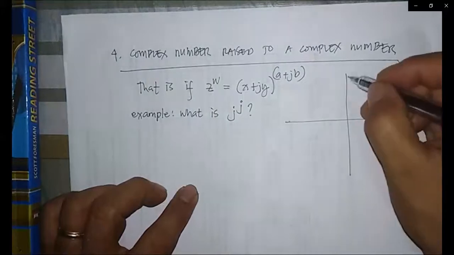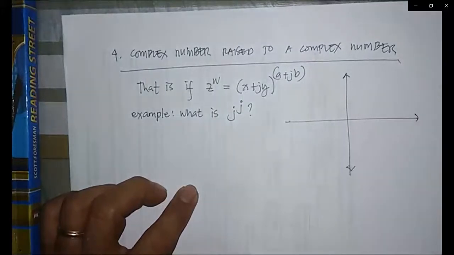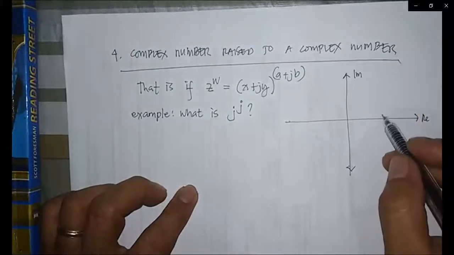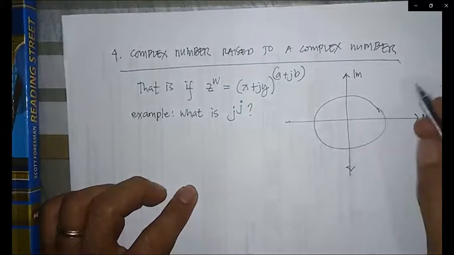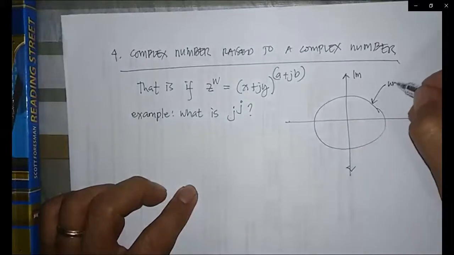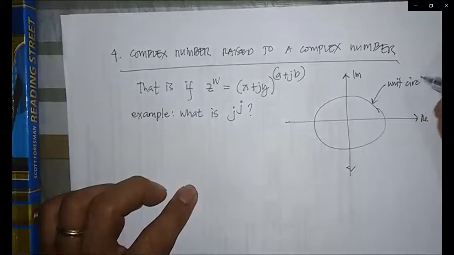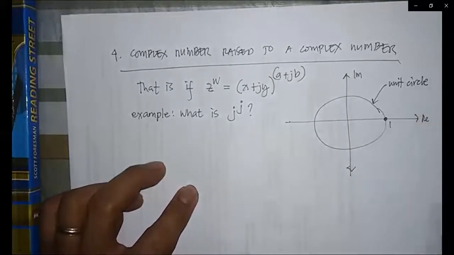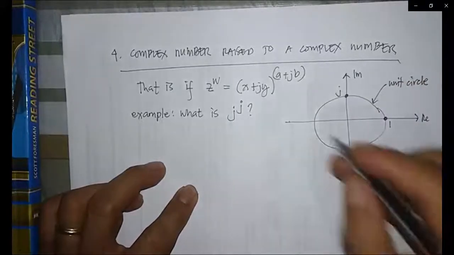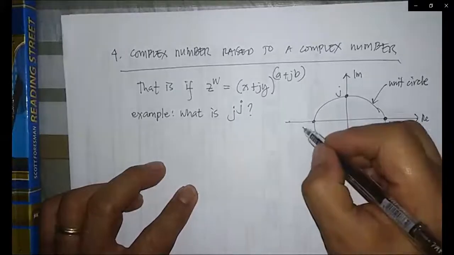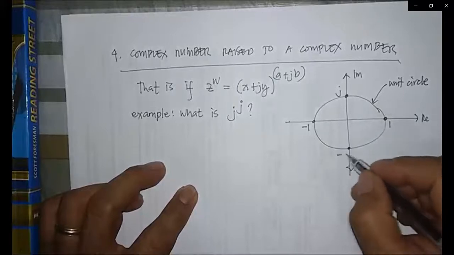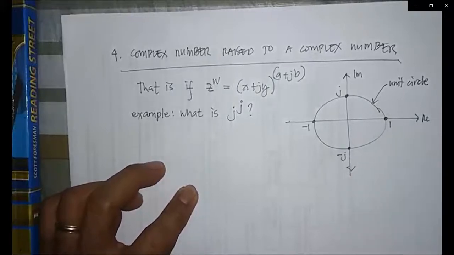But first, we are going to discuss the Argand diagram. Take note that is the real part, the imaginary part, and I will draw a unit circle. If you can still recall, the unit circle is the circle having a radius of 1. So that is 1 for the real value, and for the imaginary value, that is 1 times j, and that is negative 1 times j, that's negative j.